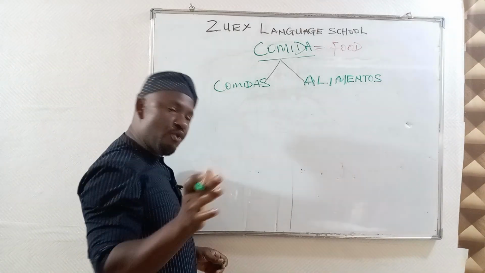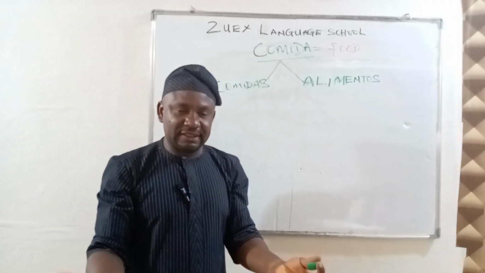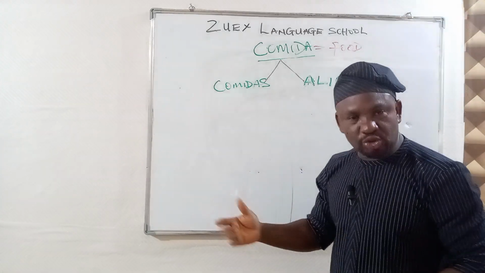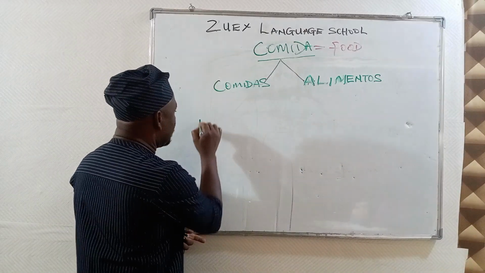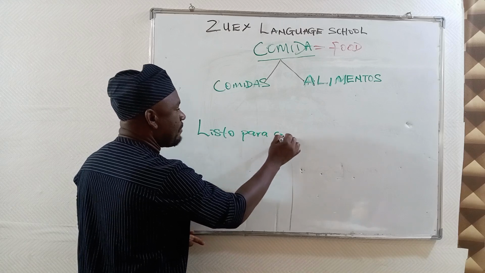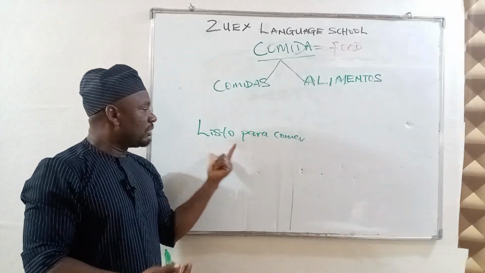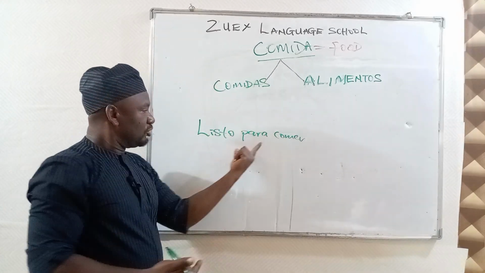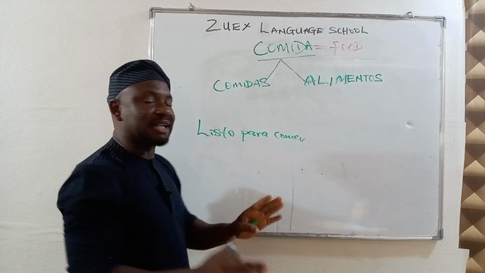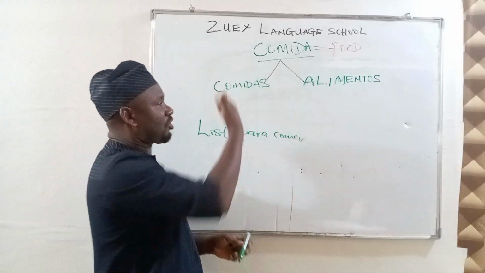This is a finished food. This is a finished food ready to eat, right? Listo para comer. Listo. The word listo means ready. Listo para comer. Ready to be consumed. Listo. The word listo means ready to consume, right? Is comidas. That's the word. This is only limited for already prepared food, which is comidas.